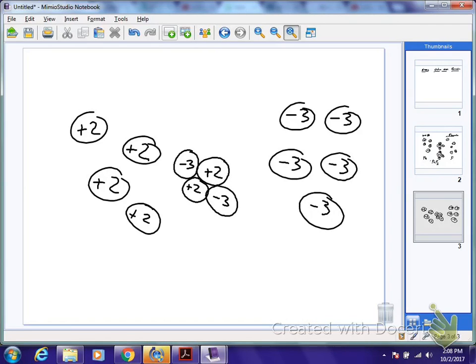-6 and +4. One more time. Is that neutral? This is the toughest one you'd have to do. You have to make sure they all, when you put them together, form a neutral particle. Now it's neutral. I've got 2 -3s and 3 +2s.